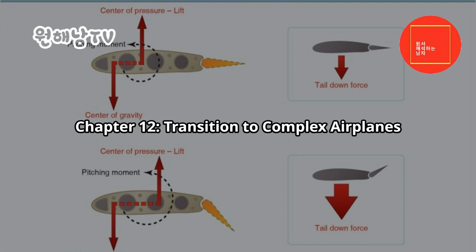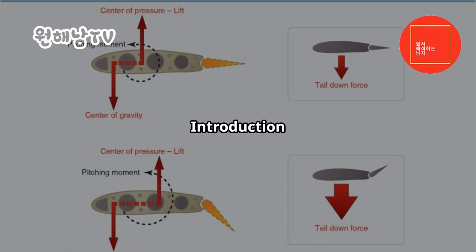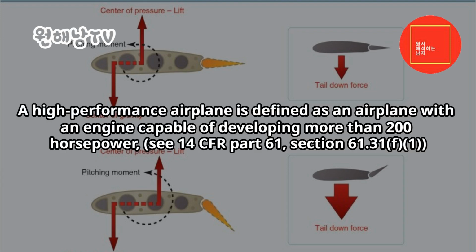Chapter 12, Transition to Complex Airplanes. Introduction. A high-performance airplane is defined as an airplane with an engine capable of developing more than 200 horsepower. See 14 CFR Part 61, Section 61.31(f)(1).